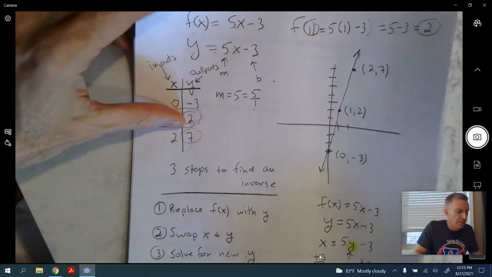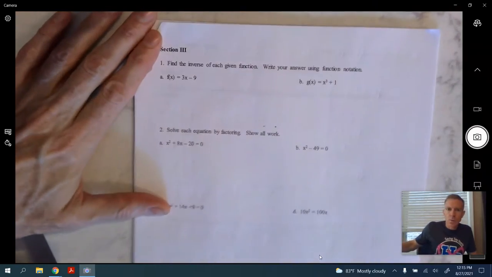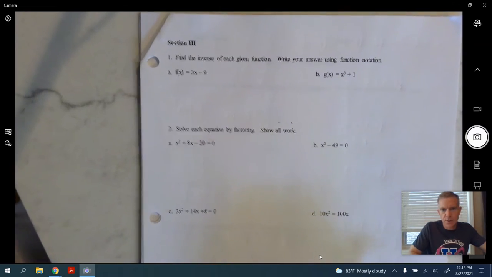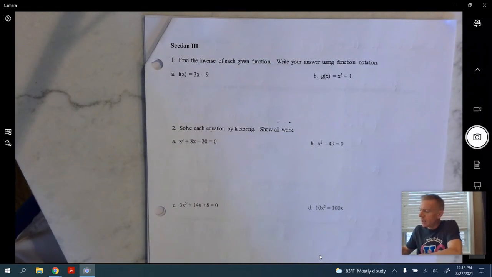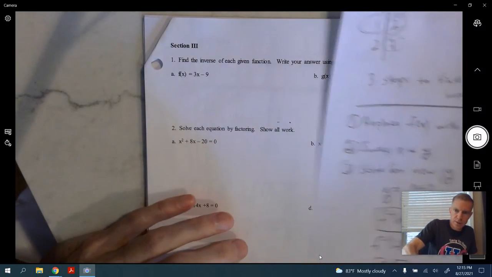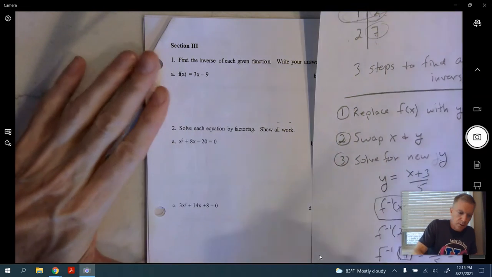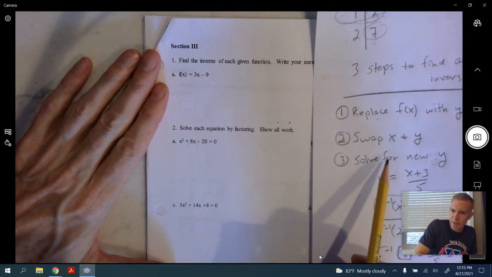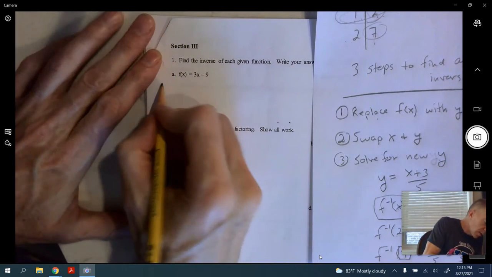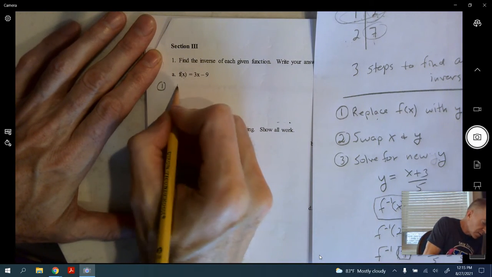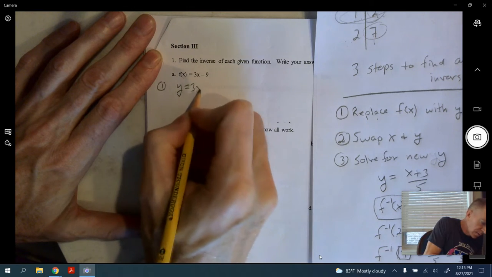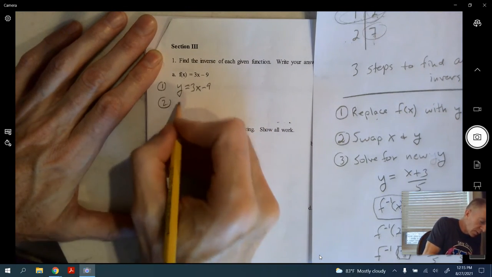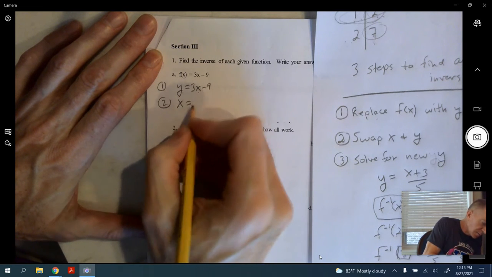Okay, so let's try a few of these. We're going to do these two problems at the top. Okay, f of x equals 3x minus 9. Remember our 3 steps here. We're going to replace f of x with y, switch x and y, and then solve for the new y. So step 1, we just rewrite the f of x as a y. Step 2, you swap x and y. The y becomes an x, and the x becomes a y.